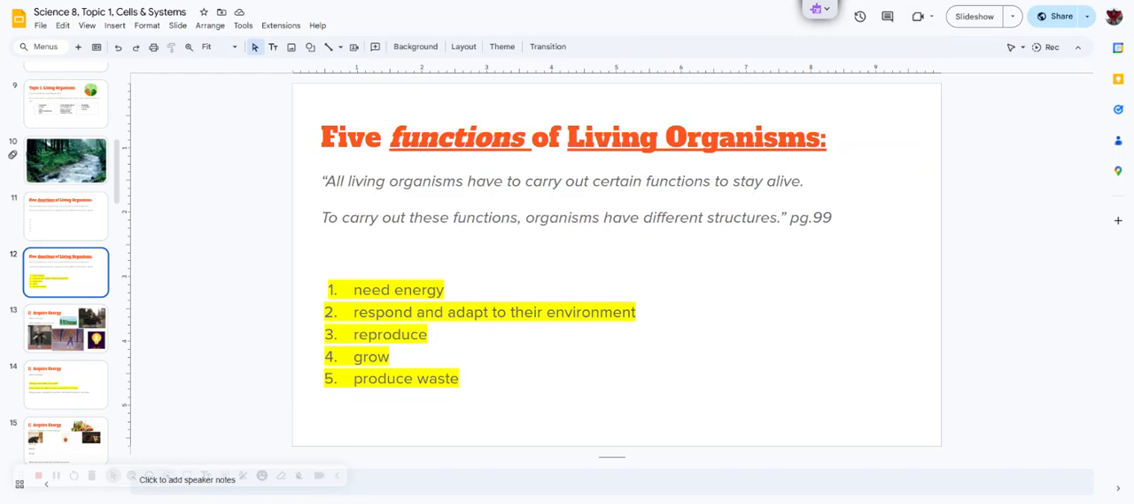Look at this diagram. This guy has the sun right over top, so he grows straight up. This guy has the sun over here, so he's going to grow towards it. So that's an example of responding and adapting to your environment.